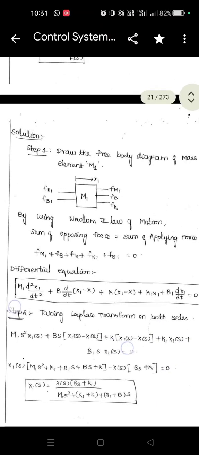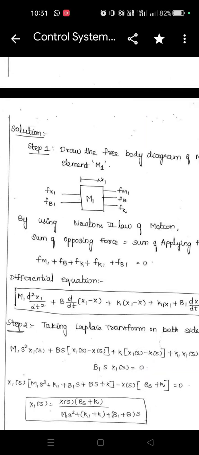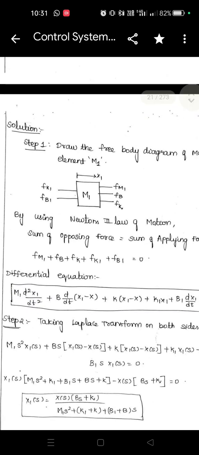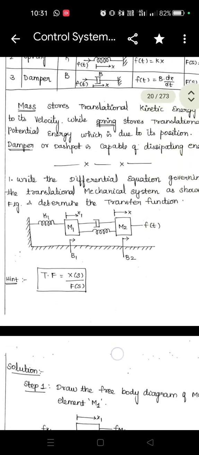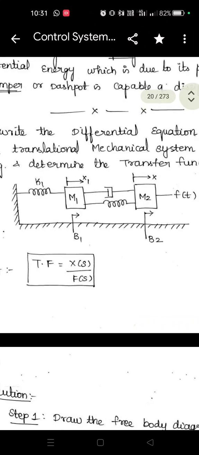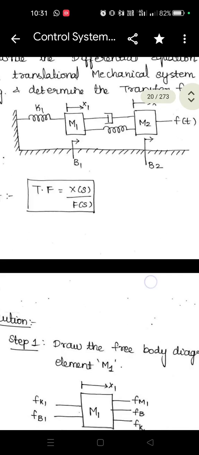So the M formula is M into d square x divided by dt square. Here the mass element is M1 and the displacement is x1, right? So x1 plus f of b. The formula is b into dx by dt. So look at this diagram, this one is a b. I forgot to mention that symbol, guys. Okay, so here b is common for both m1 and m2, right? So here m1 displacement is x1, m2 displacement is x.